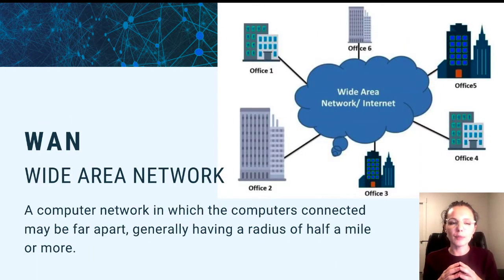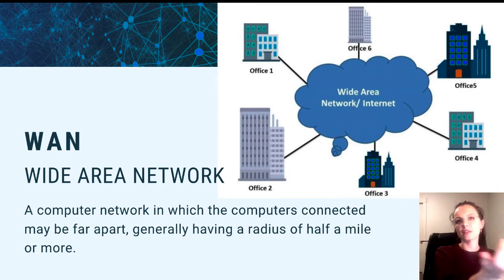The next is a WAN, or a wide area network, and that's going to be everything that's located in like a city or from state to state. As a matter of fact, you can even consider the internet to be a WAN. It's a wide area network connecting up multiple LANs.